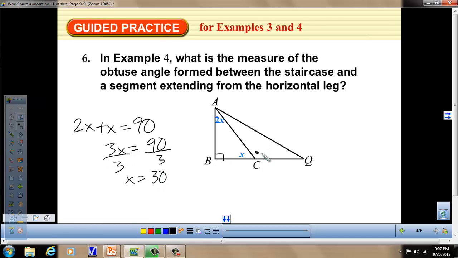And then if we want to know this angle right here, measure of angle ACQ, what we'd do is we'd know that these two angles add up to 180, so therefore it would be 180 minus 30, or 150.